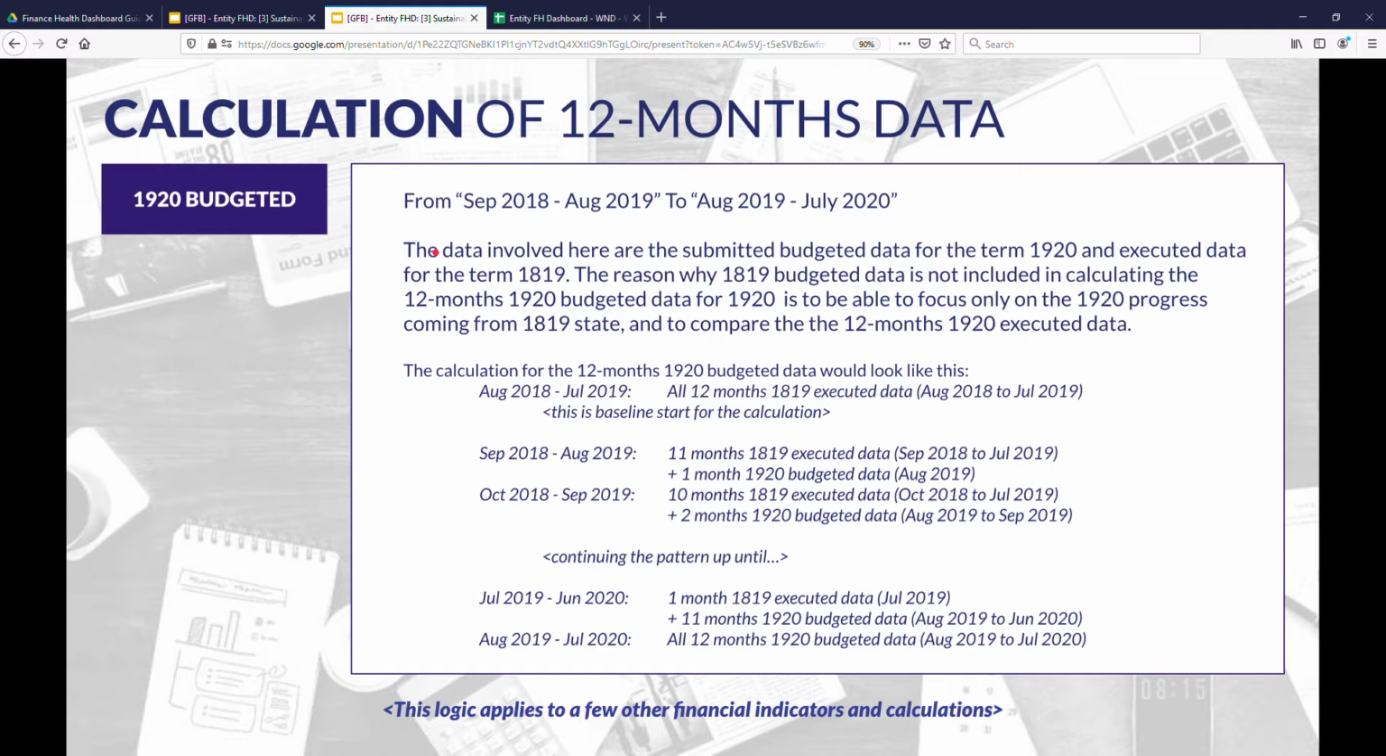So if you're going to do budgeting, you always have to base it on the current reality anyway. That's why for 1920 budgeted, the data involved is 1819 executed and 1920 budgeted. For example, August 2018 to July 2019 is 12 months of the 1819 executed data. So this is the baseline.